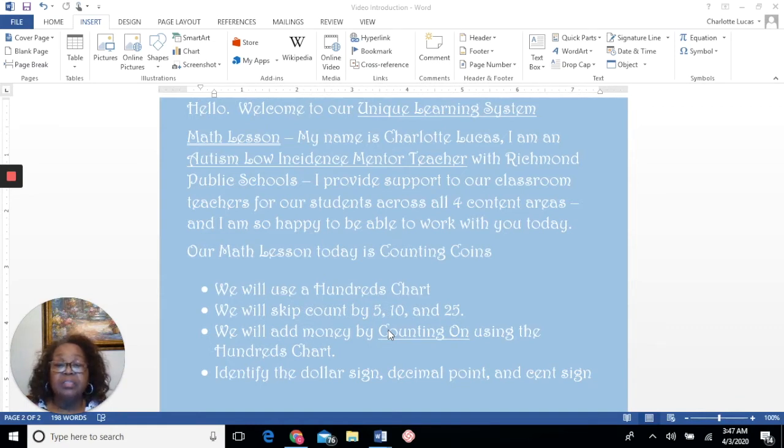Our math lesson today is counting coins. We will use a hundreds chart. We will skip count by 5, 10, and 25. We will add money by counting on using the hundreds chart, and we will identify the dollar sign, decimal point, and cent sign. We have a lot to do, so let's get to work.